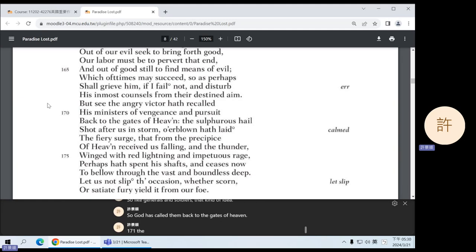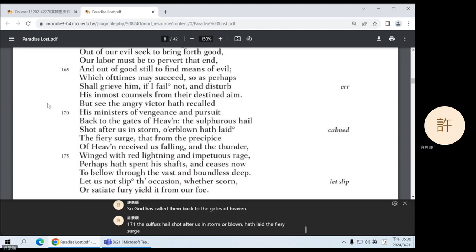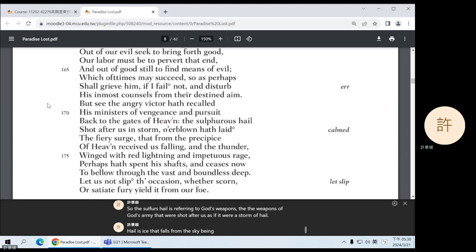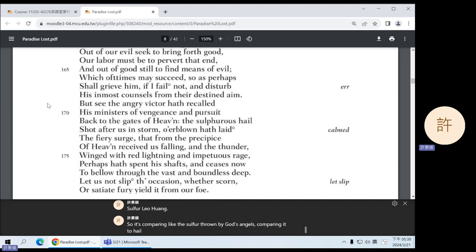171, the sulfurous hail shot after us in storm, o'erblown hath laid the fiery surge. So the sulfurous hail is referring to the weapons of God's army that were shot after us as if it were a storm of hail. Hail is ice that falls from the sky. So it's comparing the sulfur thrown by God's angels to hail, and then comparing the attack to a storm. But now o'erblown, so now that they have blown over, they have finished flying over our heads, hath laid the fiery surge. So now it has all calmed down.